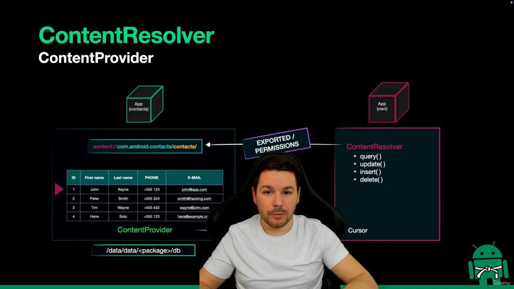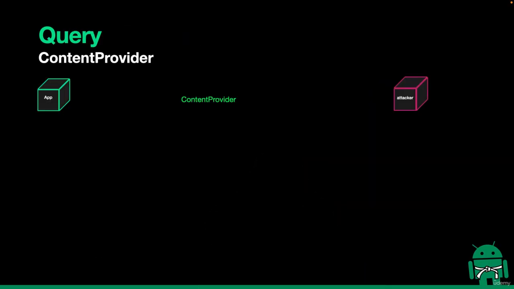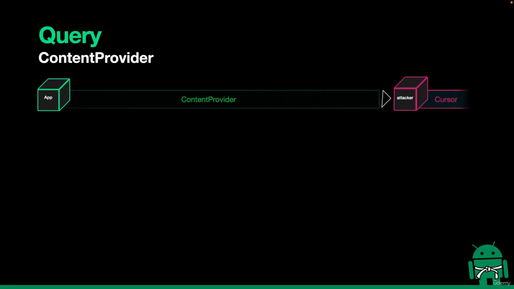Okay, so now I would suggest let's have a look into a coding example. So how does the source code regarding a content provider look like, so that we know what we are dealing with. Alright, so on the left we've got our application, and on the right we've got our attacking application, which wants to get access to this content provider. If we ask nicely, then the content provider is returning this cursor and we can interact with this one.